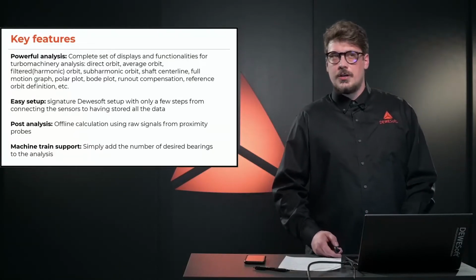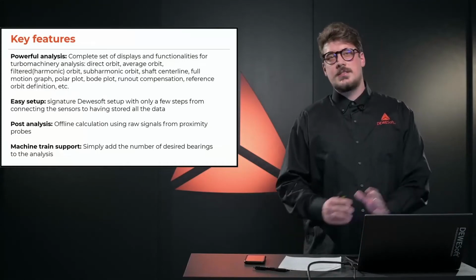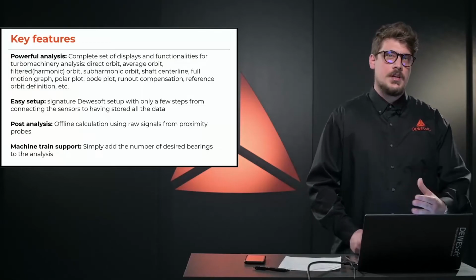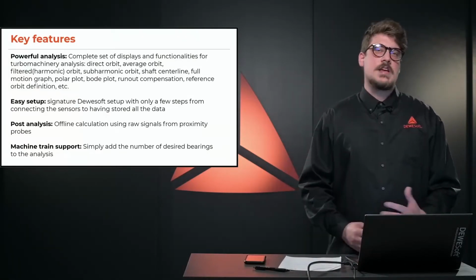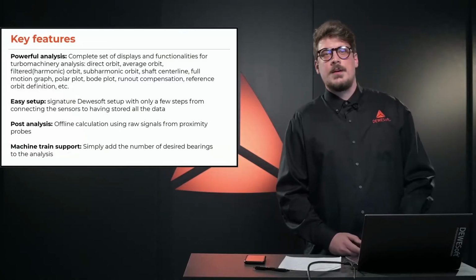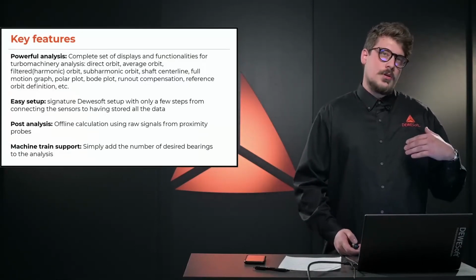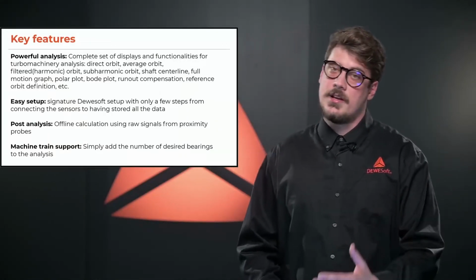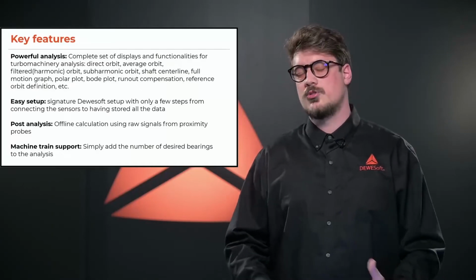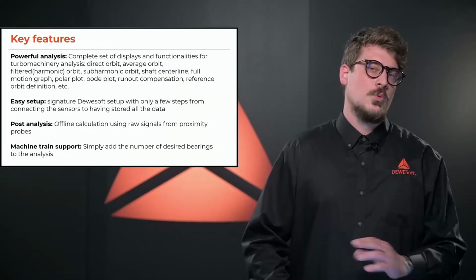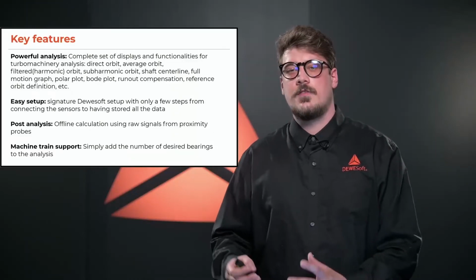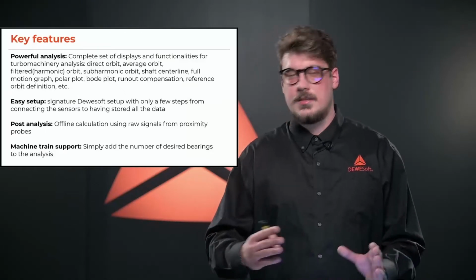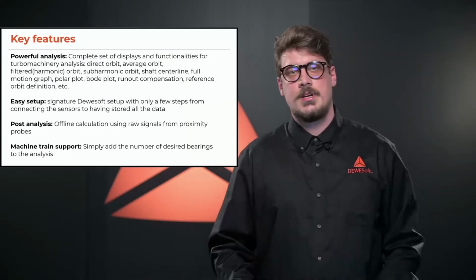Another important feature of our software is, of course, easy setup. This is also true for orbit analysis. We developed our solution with the engineer in mind, trying to design it as simple to use as possible. Important thing is to be able to post-process the data. If you only require raw signals, you can calculate the entire set of orbit analysis outputs also in the analysis mode. And we support the easy definition of the machine train. Machine train means that there are multiple bearings measured along a single machine.